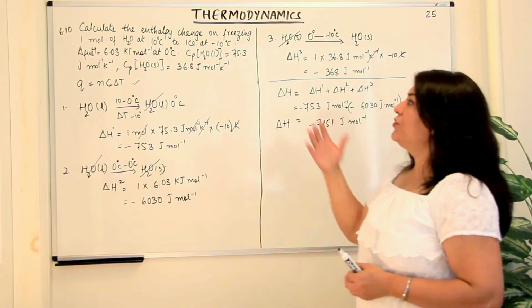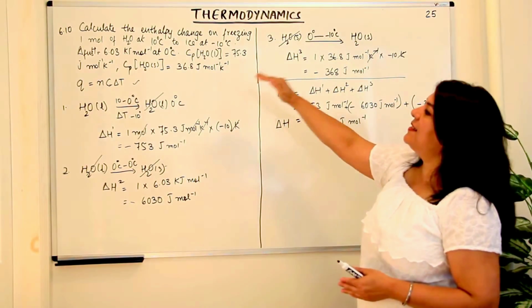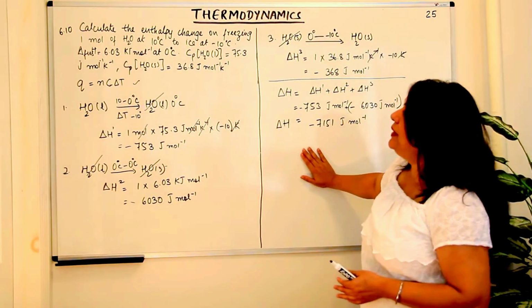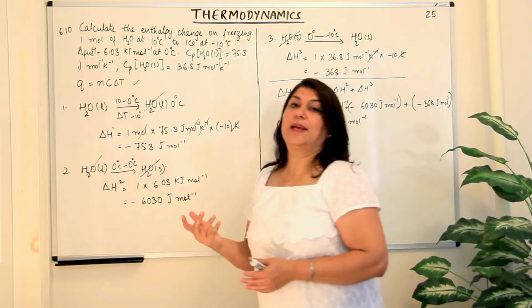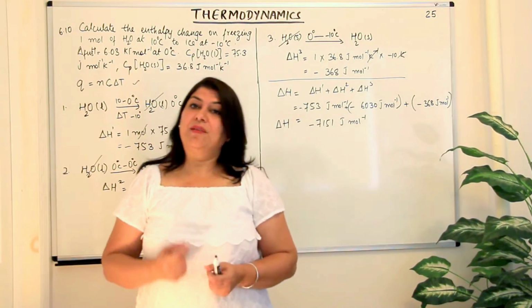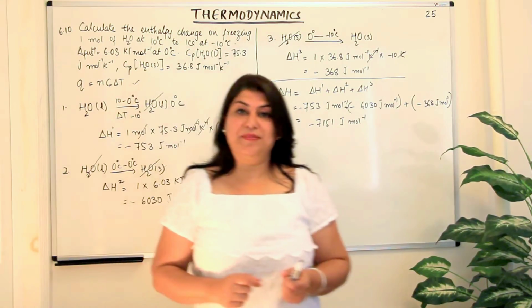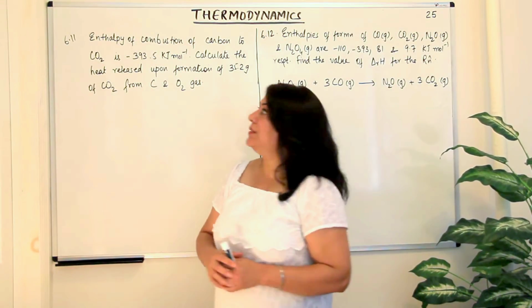What was the question? You have to calculate the enthalpy change on freezing 1 mole of water at 10 degrees Celsius to ice at minus 10 degrees Celsius. So we have calculated the enthalpy change in freezing water from 10 degrees Celsius to ice at minus 10 degrees Celsius. We'll now come to the next question, that is question 6.11. So now this is question 11 and let me read the question.